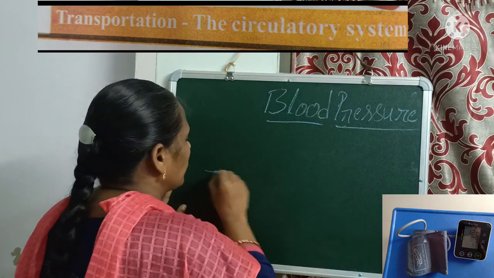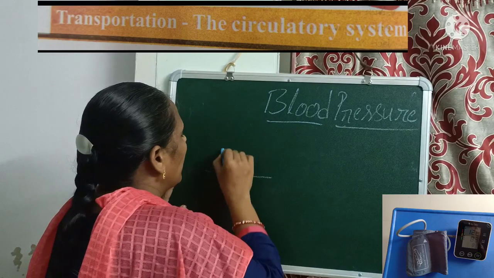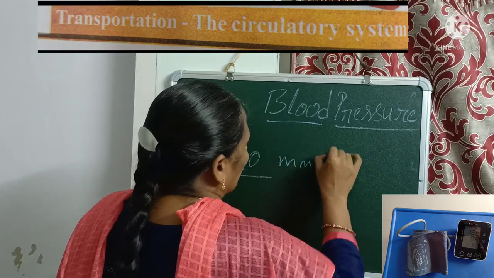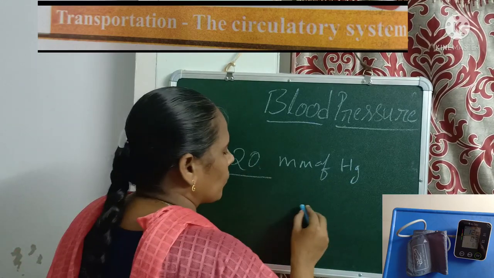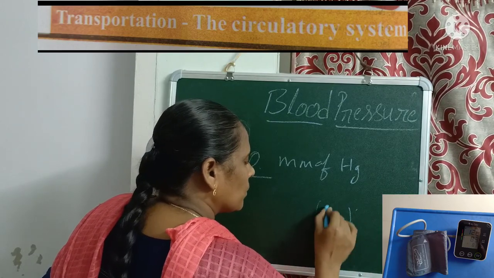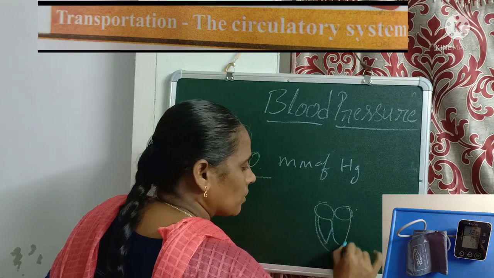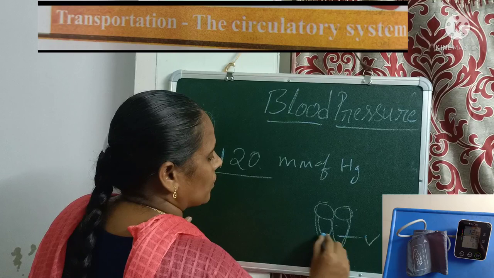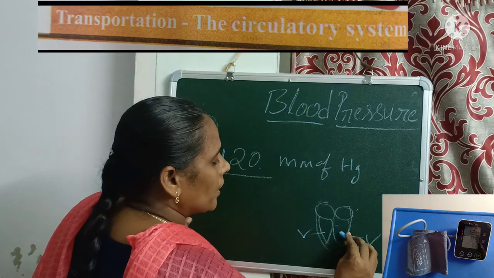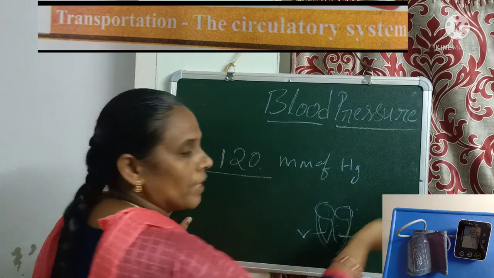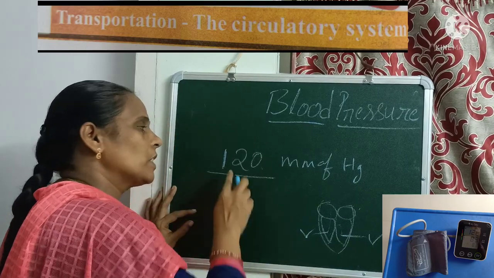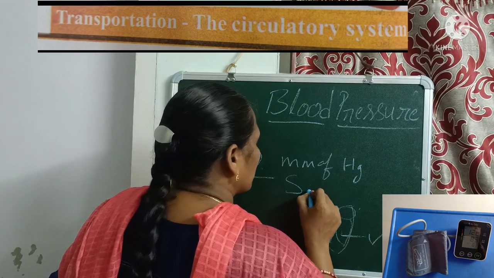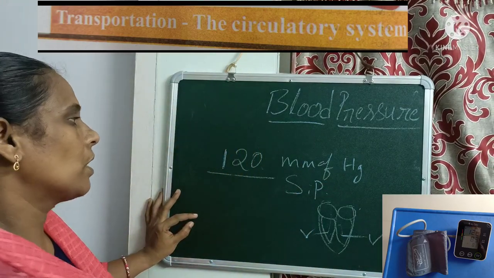Again I am repeating that. In BP, blood pressure, two readings are there. This upper reading is 120 mm of mercury. This reading is taken when the heart is like this. These are two chambers, these are two chambers, and these are ventricles. When the ventricles release the blood, this reading will be taken. This is called systolic pressure.